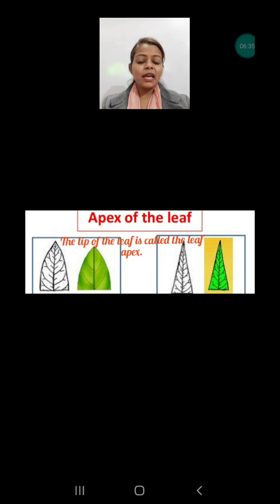The next is apex. What is apex? Apex is the tip of the leaf. If you see, different types of leaves are present, and according to that, the tip is also different in different leaves. If you see these two pictures, the tip is a little broader in the first one and a little narrow in the second one, but both leaves have a tip. So in the plant, the term used for the tip of the leaf is apex.